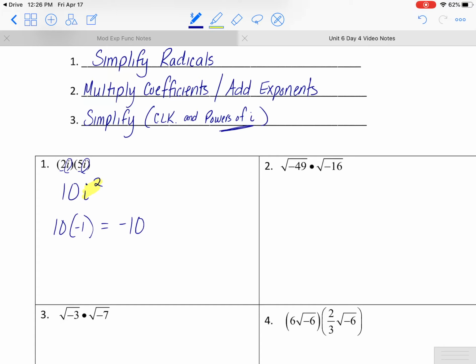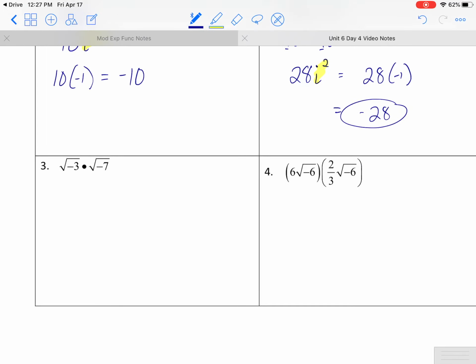All right, same thing. For number 2, I'm going to simplify these radicals. The square root of -49 is the same thing as 7i, which we learned about in the last couple videos. And the square root of -16 is the same thing as 4i. If I multiply those together, 7 and 4 gets me 28. i times i is i squared. Now remember, i squared is the same thing as -1. So that's 28 times -1. So my final answer is -28. Pretty easy, right? Not too bad.